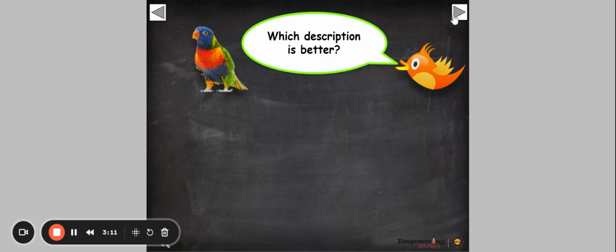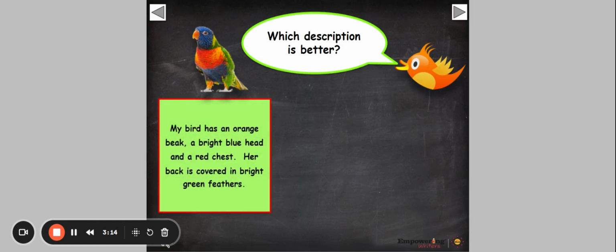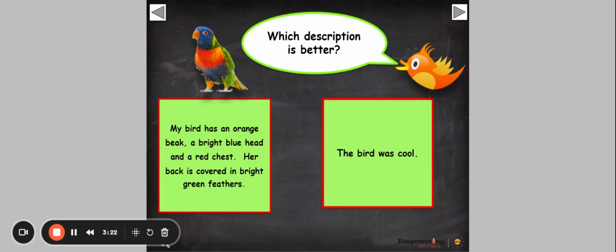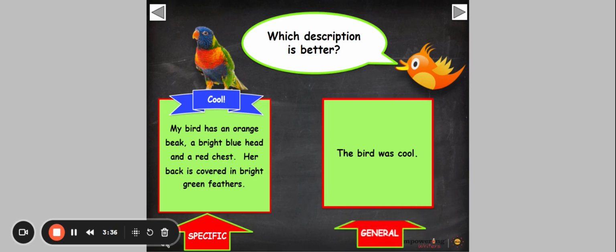So which description is better? My bird has an orange beak, a bright blue head, and a red chest. Her back is covered in bright green feathers. Or the bird was cool. That's right. That specific description helps us to identify which bird we were describing. That's specific detail. The bird was cool. That's general detail.